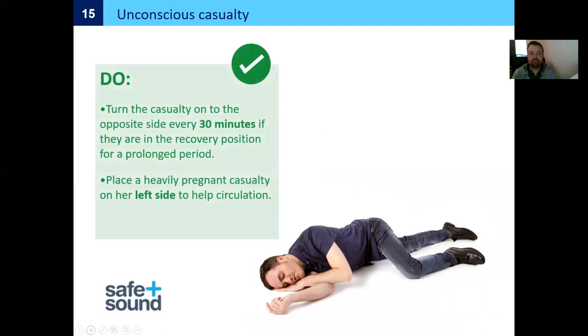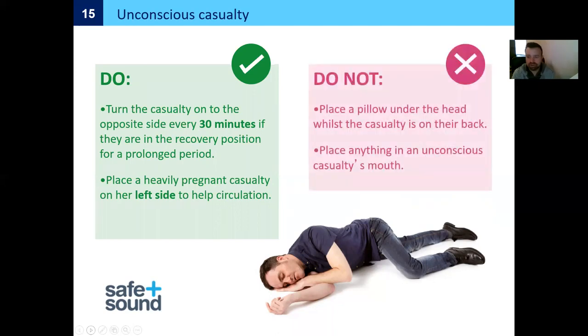So, some do's here. Do turn the casualty on the opposite side every 30 minutes if they're in recovery position prolonged. Place a heavily pregnant casualty on the left side to help circulation. Do not place a pillow or anything under their mouth, and do not place anything in the casualty's mouth.